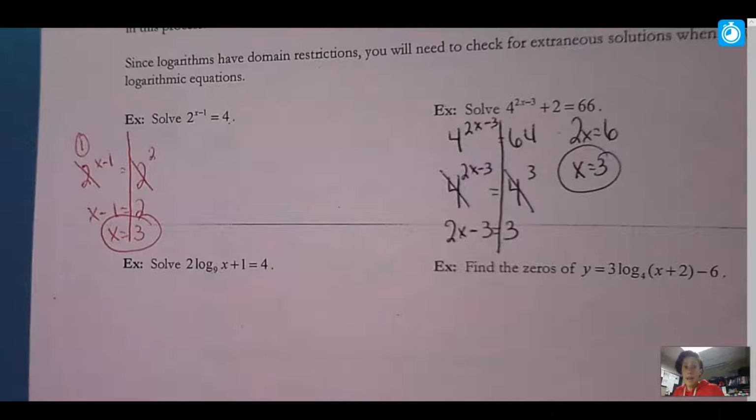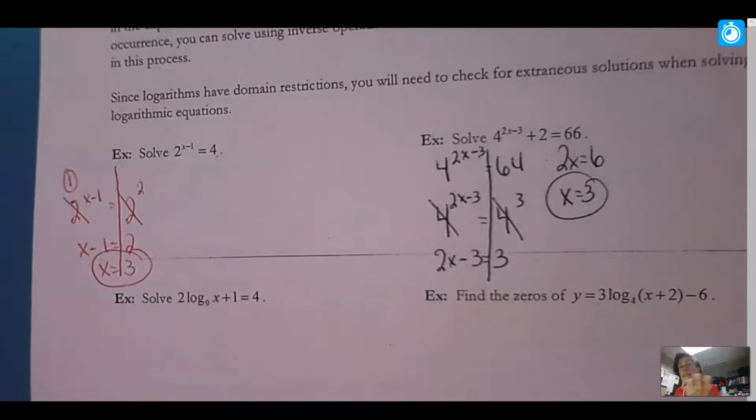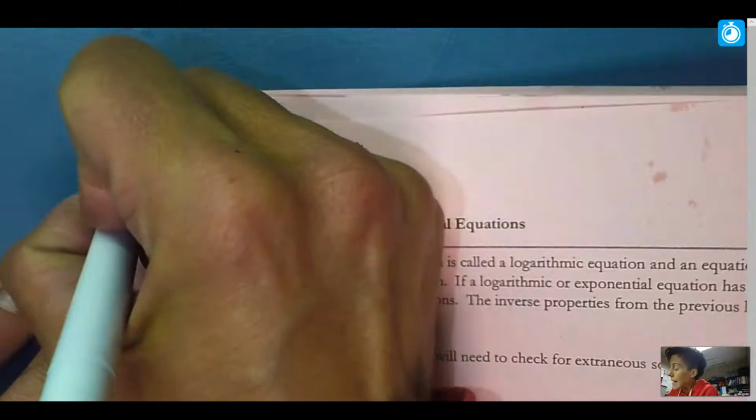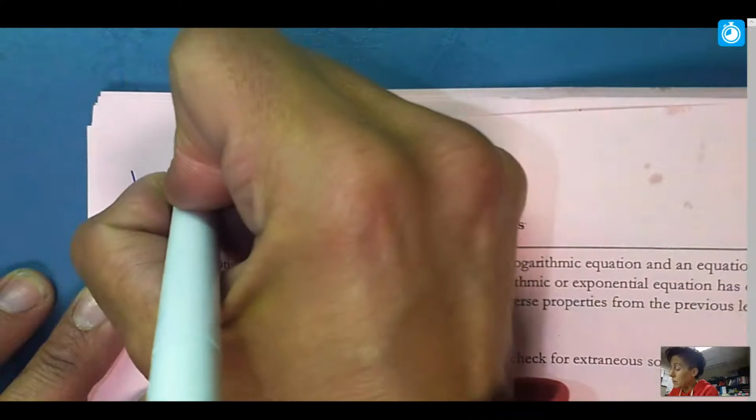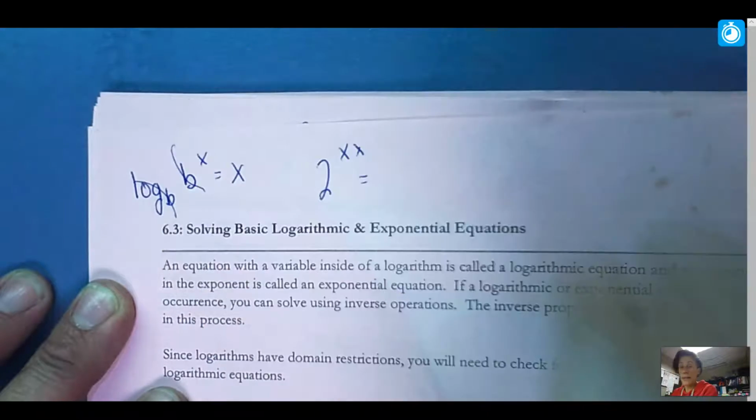But if you can't get a common base, then we have to use this idea of these inverse properties. So I wrote some stuff up here, just ignore it. And what you need to remember is that if the base of your log is the same as the base of the exponent, then the base of the log will cancel out the base of the exponent, and what you have left is your answer.